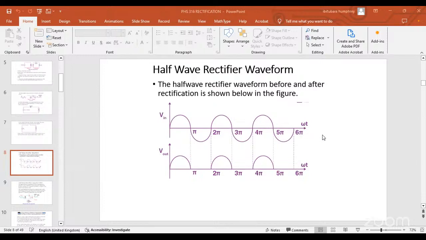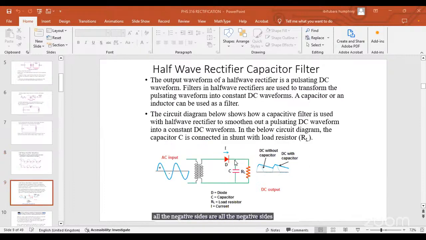So this is a waveform showing what really happens here. You see the supply voltage, which is V in, goes in to the source, and then the positive side as shown, but the negative sides are cut off. All the negative sides are cut off.